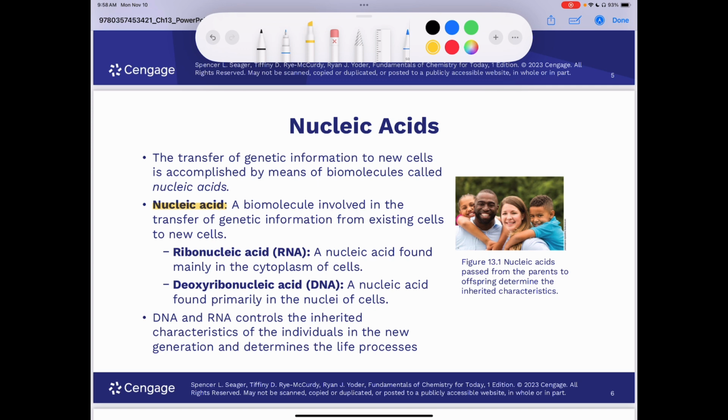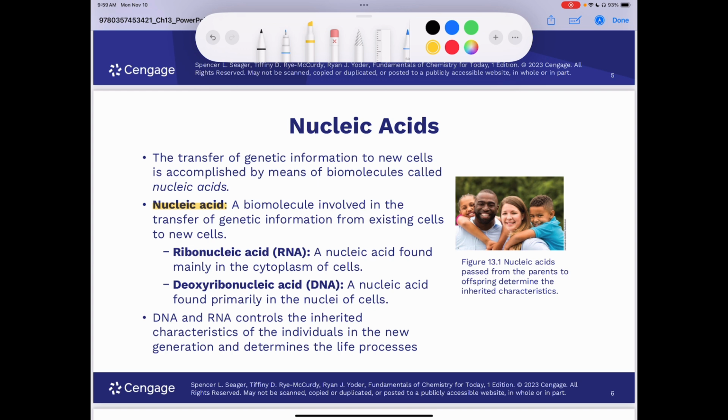These high molecular weight compounds, nucleic acids, represent coded information. Much as words represent information in a book, it is the nearly infinite variety of possible structures that enables nucleic acids to represent the huge amount of information that must be transmitted sexually or asexually to reproduce a living organism. This information controls the inherited characteristics of individuals in the new generation and determines the life processes as well.